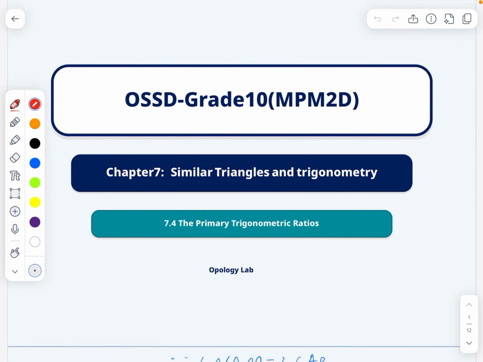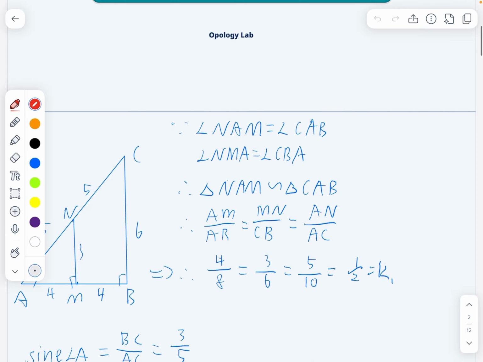Hi, welcome to the OPOLab, the OSSD Grade 10 NPM 2D, Chapter 7, Similar Triangles and Trigonometry, Section 7.4, the primary trigonometric ratios. In this section we're going to talk in more detail about right triangles. So let's see the first one.